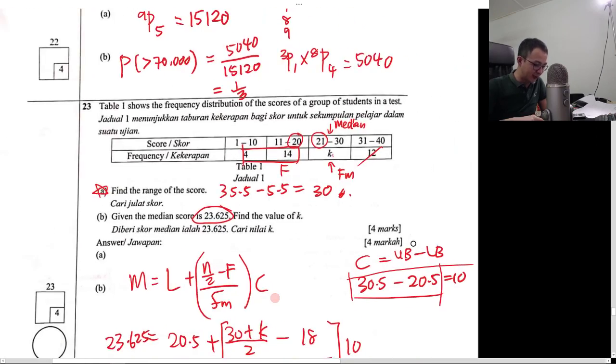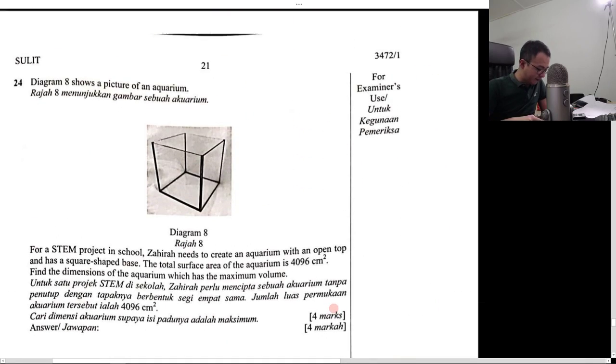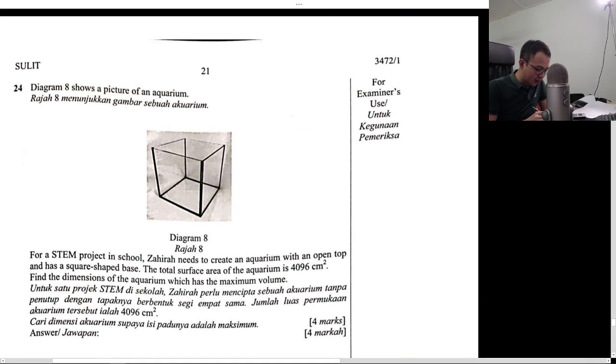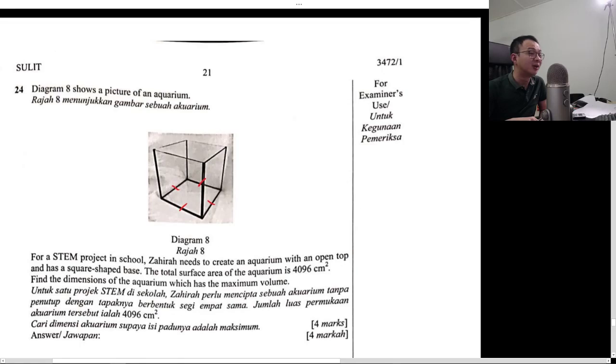Okay, so let me move on to 24 here. For STEAM projects in a school, Zahira needs to build an aquarium with an open top. So the top is open and has a square base. The total surface area is 4096. Find the dimension of the aquarium which has the maximum volume. Whenever you see maximum volume, you know this has something to do with dy/dx equals 0.